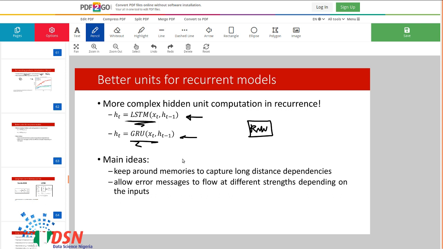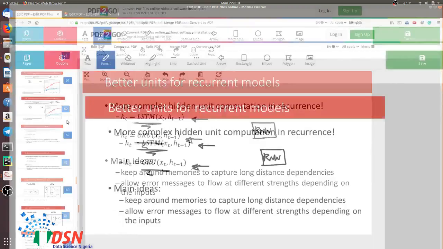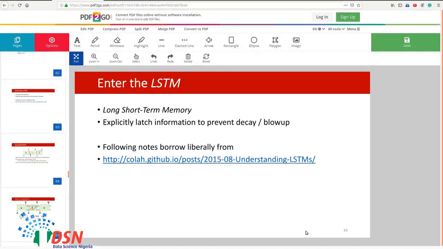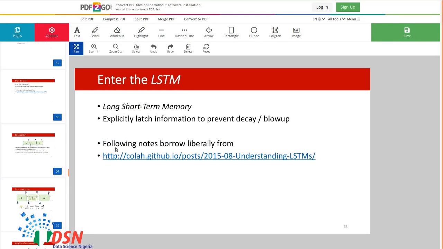We have seen an example of a network that could forget the long-term dependencies. So we want to have that long-term memory, and also we want to allow the error message to flow at different strengths depending on the inputs. So based on the input, we want to have an error message flow. Okay, let's see the LSTMs. LSTM is the abbreviation for long short-term memory.